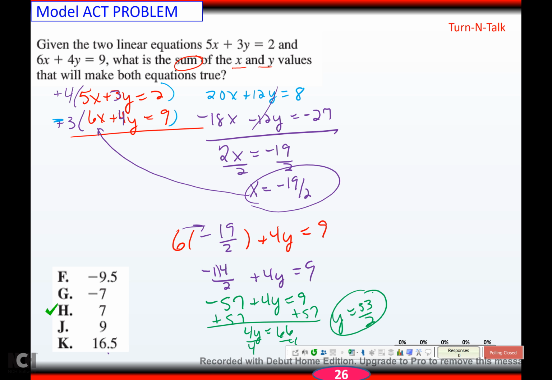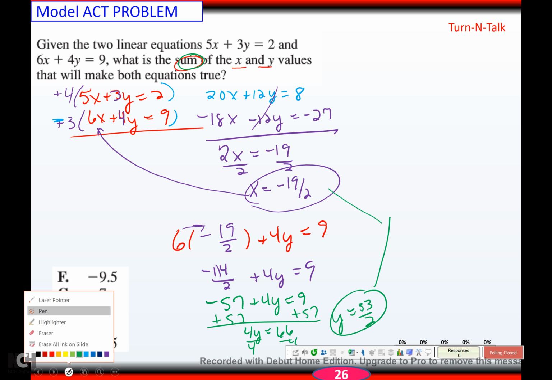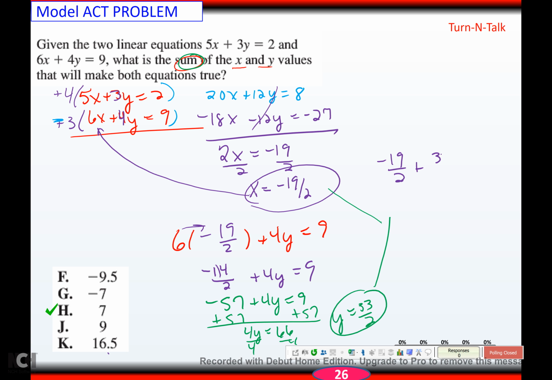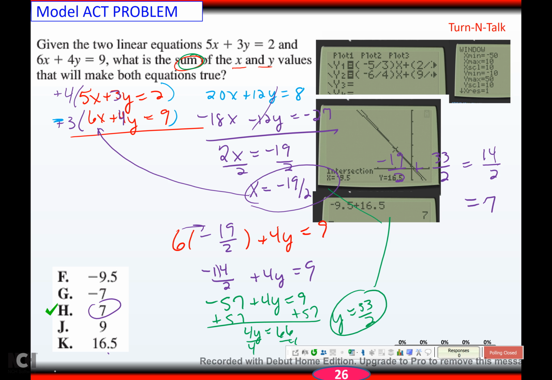Okay, so what I'm supposed to do then is, there's my x and there's my y, and they want me to add them up. So if I take negative 19 over 2 plus 33 over 2, I end up with 14 over 2, which is 7. Okay? And like I said, there's your solutions. Add them. There's 7.